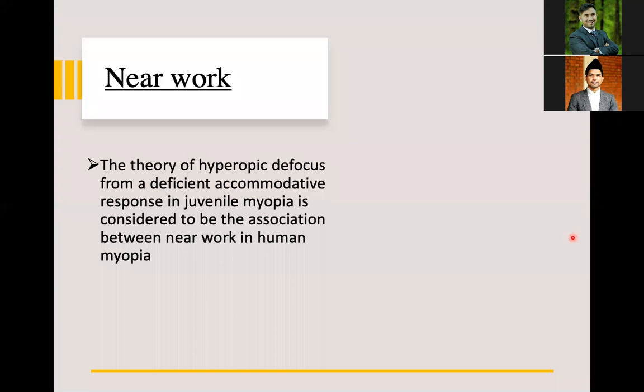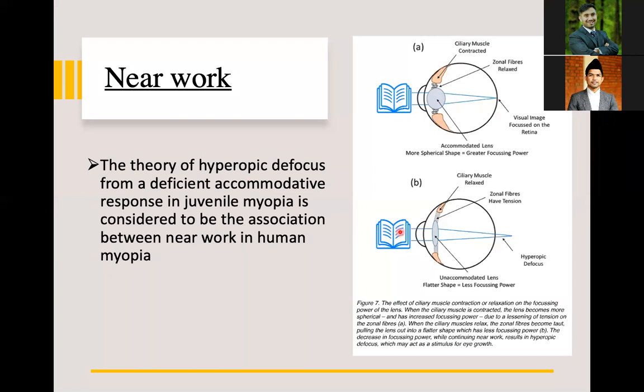Okay. Now, let's talk about near work. Why is near work another factor for the progression of myopia? Let's talk about it. The theory of hyperopic defocus. Hyperopic defocus means the image of an object falls beyond the retina. If the image falls beyond the retina, it is called hyperopic defocus.